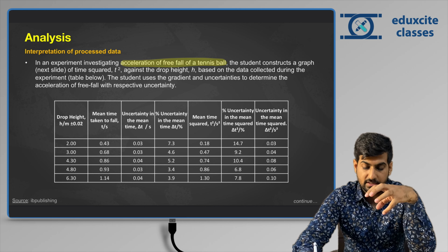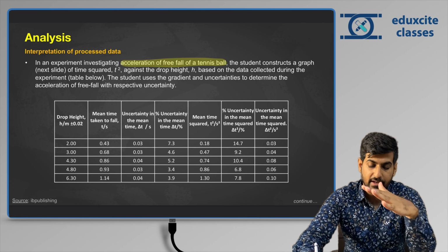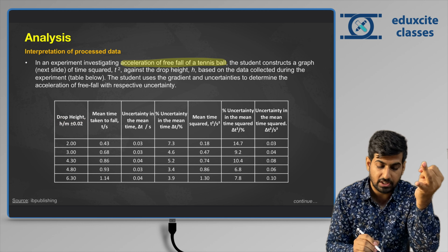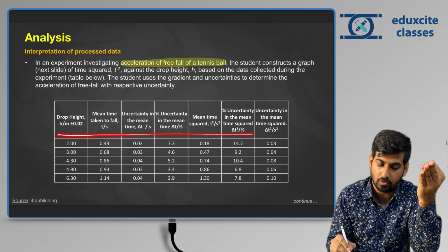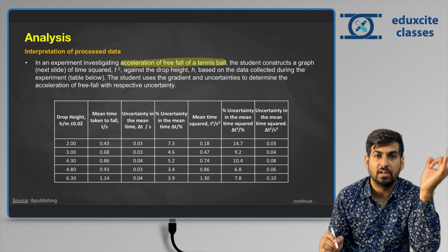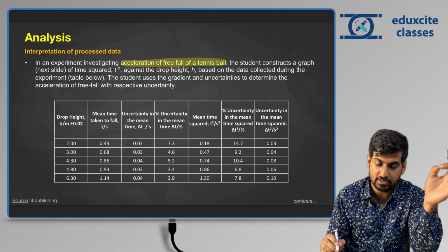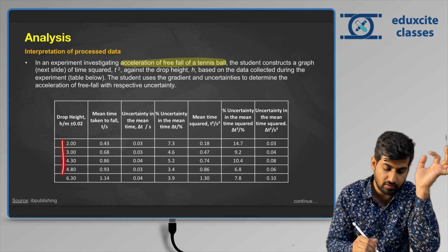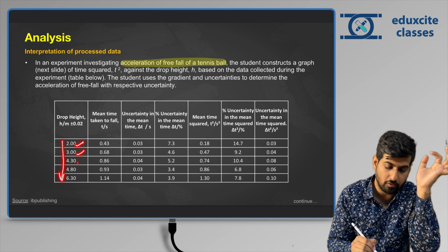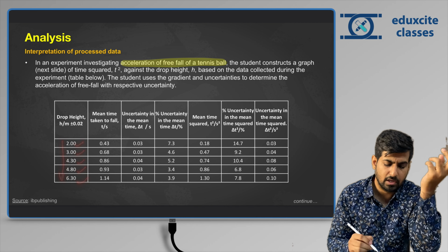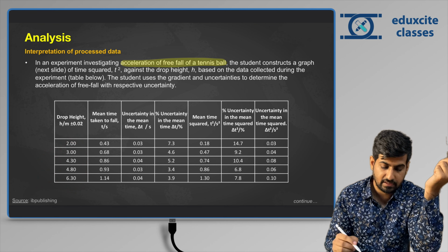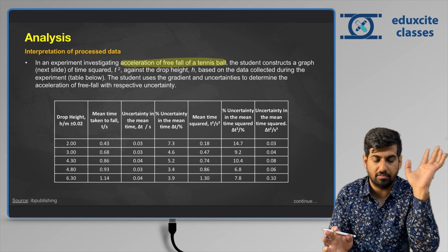Now in this you can see it is completely and correctly mentioned: all your column headings with the symbol, with the units, with the uncertainty. Whatever data you are measuring, everything is mentioned. The drop height is continuously increasing: 2, 3, 4.3, 4.8, 6.3. Now the student must give a justification of why he is choosing such heights. That is the exploration part that we have already done.